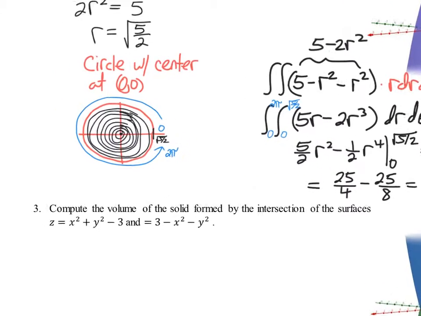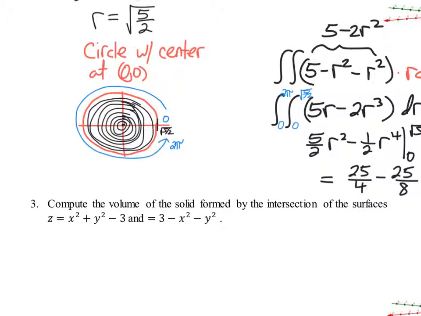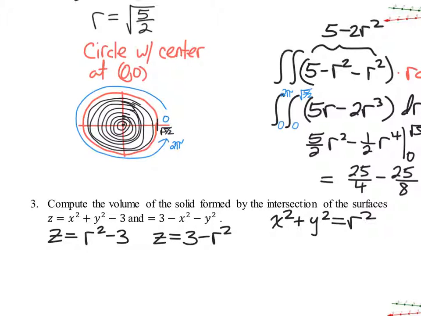Since I know I'm going to cylindrical coordinates, I'm going to do the transformation. Well, it's not really a transformation, but the transition from one form to another. So we know, again, that x squared plus y squared is equal to r squared. We know some other things too, but this is really the most important thing for this kind of problem. So we know that z is the same as r squared minus 3, and z would be equal to 3 minus r squared.